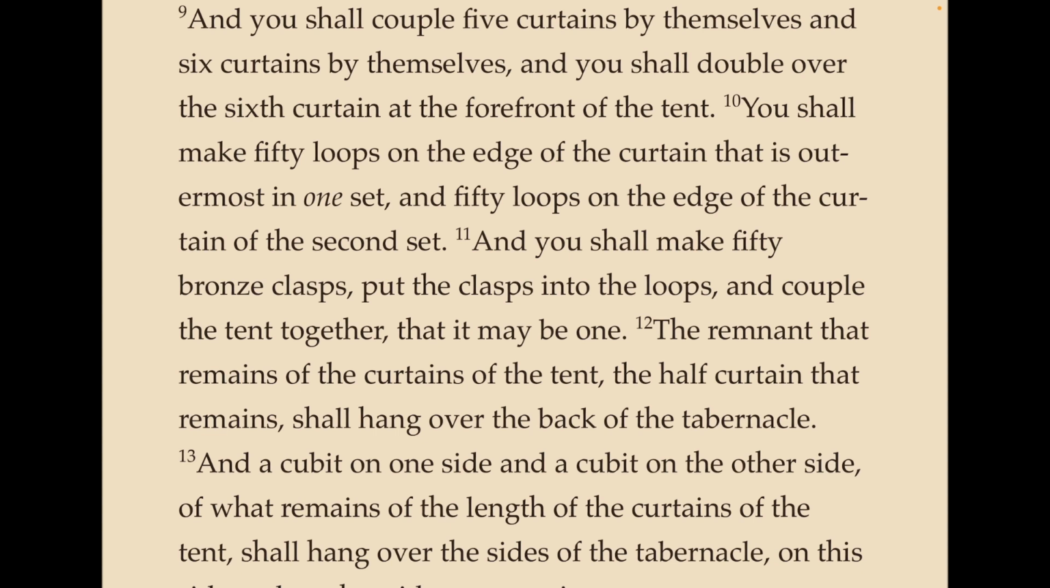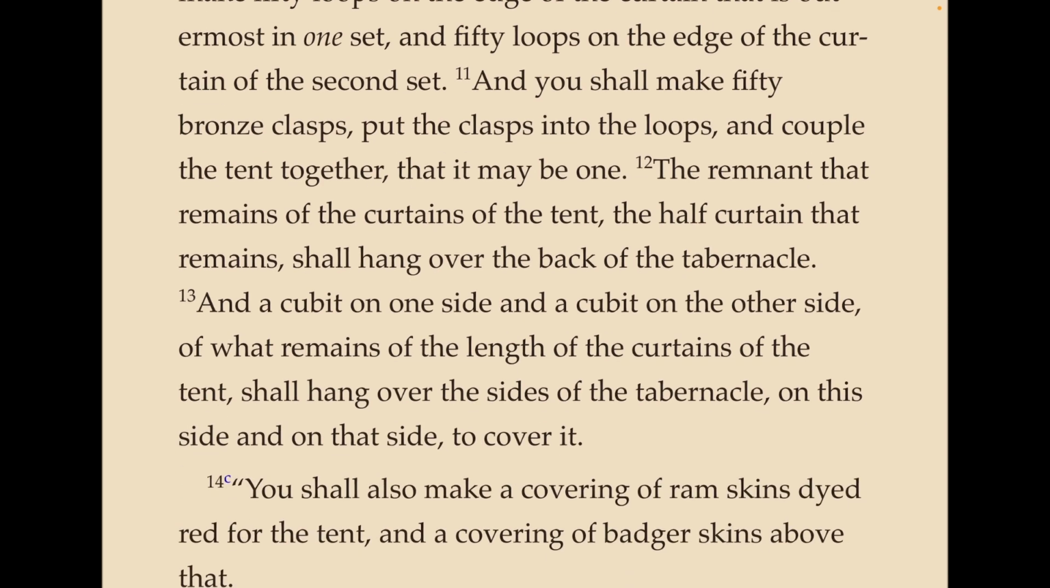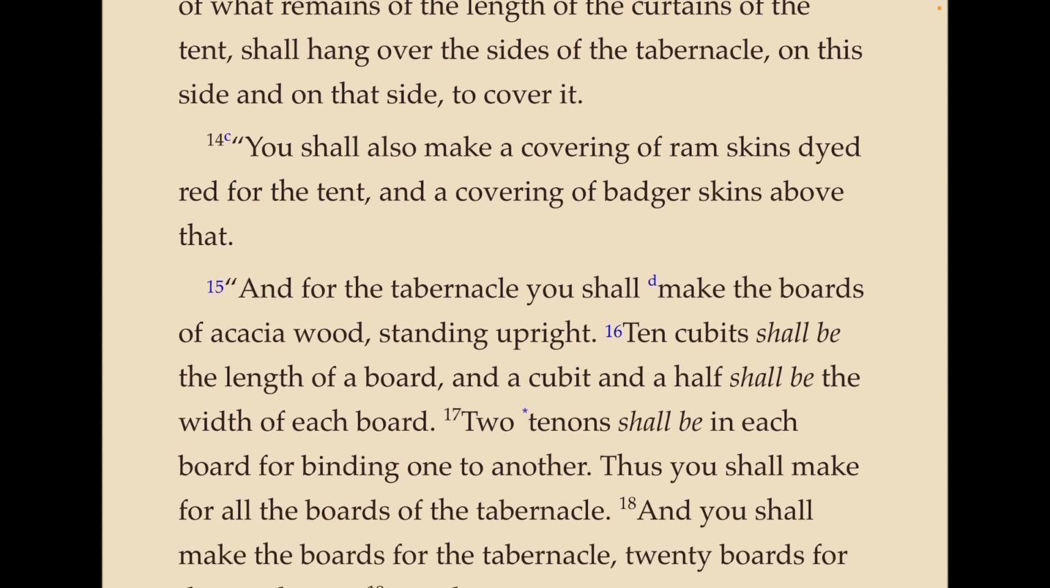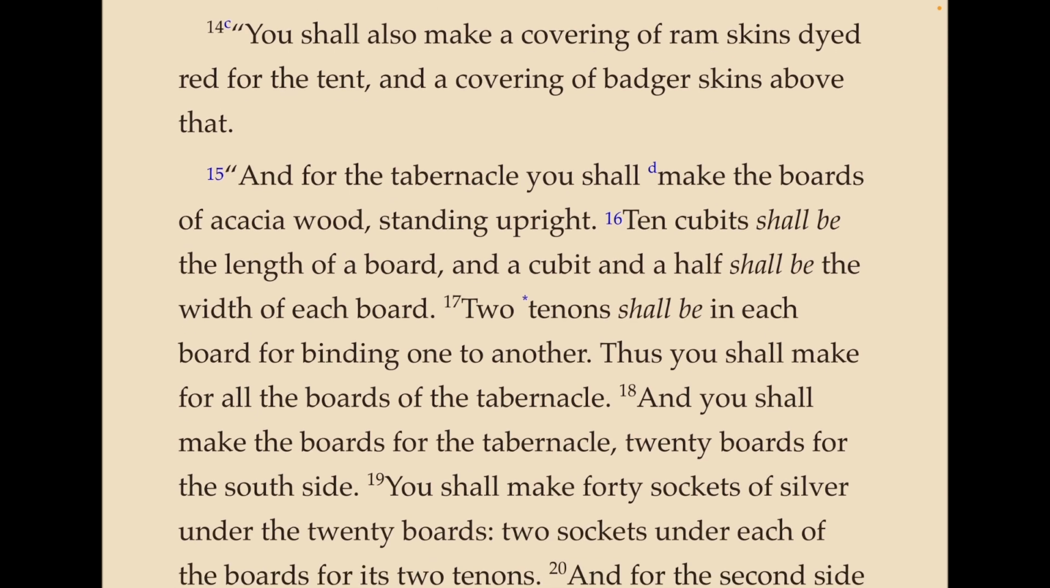The remnant that remains of the curtains of the tent, the half curtain that remains, shall hang over the back of the tabernacle, and a cubit on one side, and a cubit on the other side, of what remains of the length of the curtains of the tent shall hang over the sides of the tabernacle on this side and on that side, to cover it. You shall also make a covering of ram skins, dyed red, for the tent, and a covering of badger skins above that. And for the tabernacle you shall make the boards of acacia wood, standing upright.